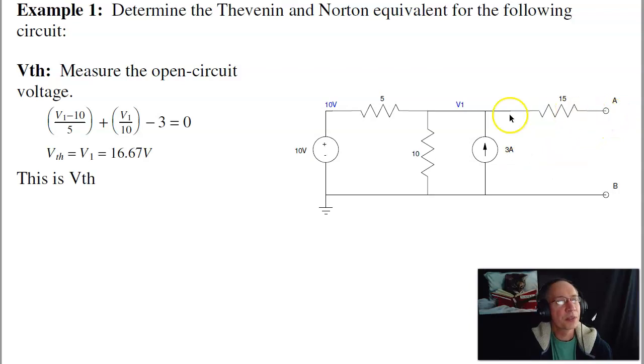To find the open circuit voltage, that's just a circuit like we've been doing. Here I'll do voltage nodes. This is 10 volts, this is V1. There's no current flow, so V out equals V1. Find V1 so that the currents balance. And that would just be the current left, V1 minus 10 over 5, plus the current down, V1 over 10, minus 3 amps, equals 0. Solve and get V1 as 16.66 volts. That's the open circuit voltage. That must be V Thevenin.